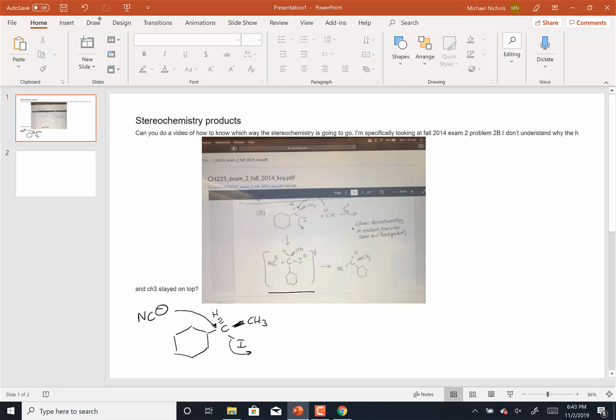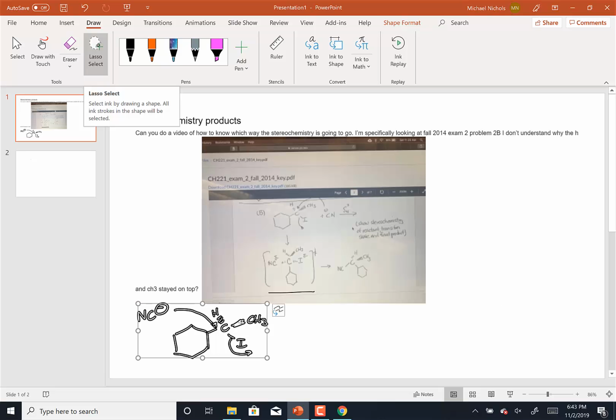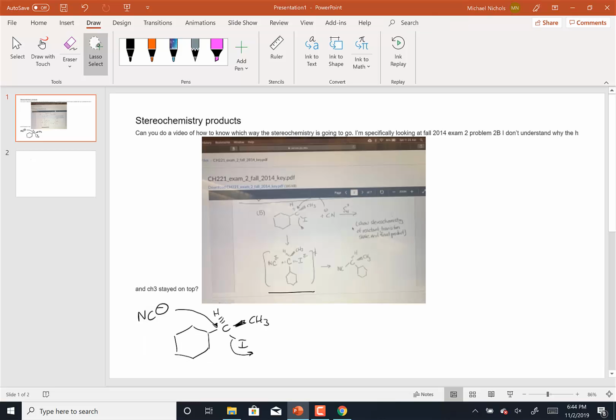I don't know if I can do that with this. Let's see if I can lasso this. If I can lasso it, would it let me rotate it? Nope, I can't just rotate that around. So imagine that my NC is partially bonded to the carbon, partially bonded to the iodine. So again, I'm taking this angle and rotating it so that it becomes horizontal.